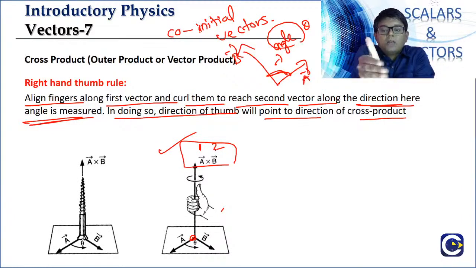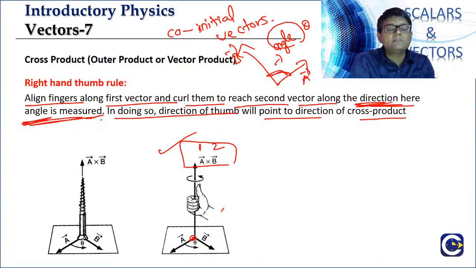Now curl your fingers in the shorter path. You can see this is the shorter path, because you have two. Here there is a path, and on the other side there is also one. That is the bigger one. We have to curl our fingers along the direction where the angle is measured, which means you have to curl them in the shorter path.